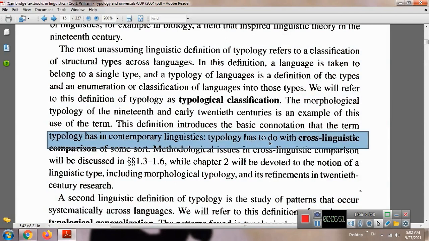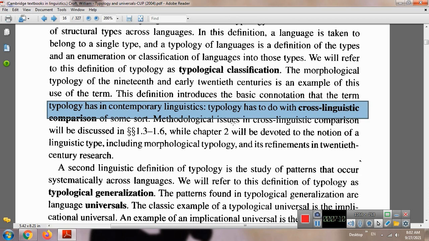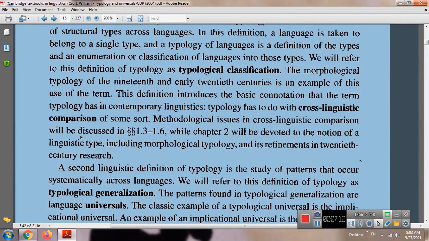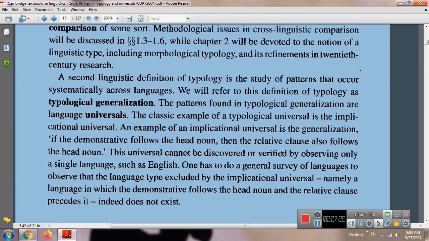Typology has to do with cross-linguistic comparison of some sort. This is the important function of typology. Cross-linguistic comparison of some sort. You should know that. Methodological issues in cross-linguistic comparison will be discussed in this part, and chapter 2 will be devoted to the notion of the linguistic type, including morphological typology and its refinements in 20th century research.